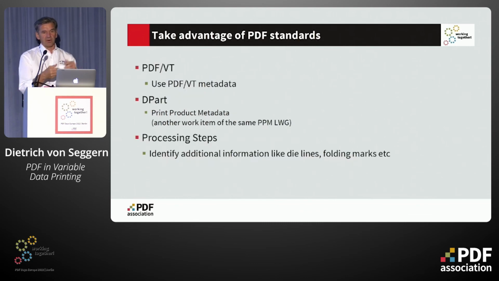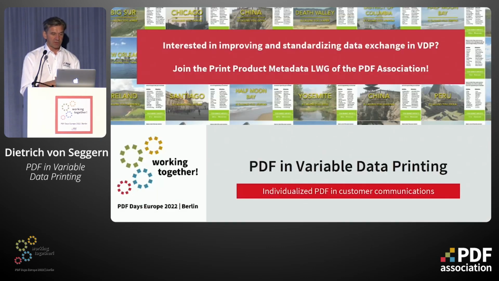Yeah, and then another suggestion in the guide, and we already heard that, is use PDF standards. There is one more, for those of you who are interested in graphic arts processing steps, that is coming from the packaging industry, and that allows you to standardize how information for processing steps that are not the print process, the print step itself, can be encoded in a PDF file, for instance, a die line or folding mark, and so forth.